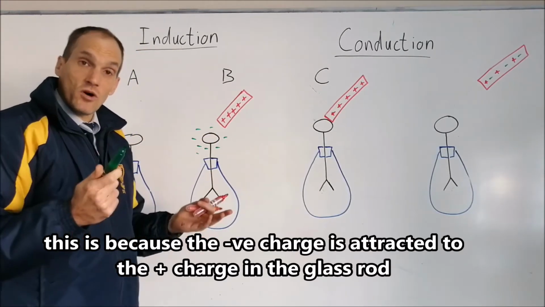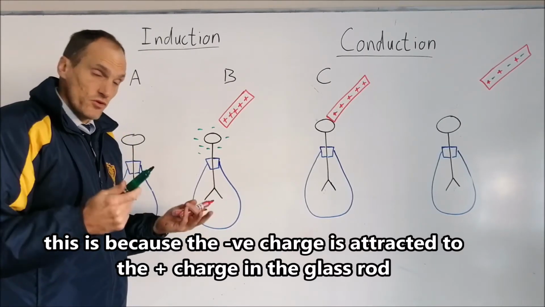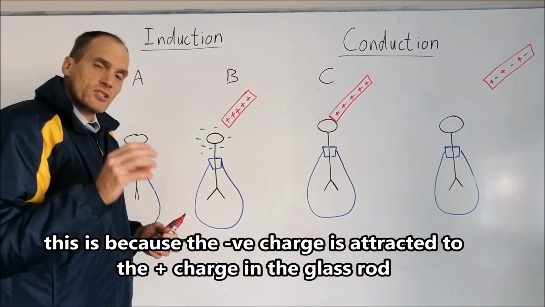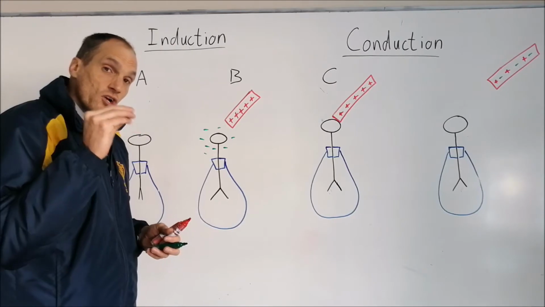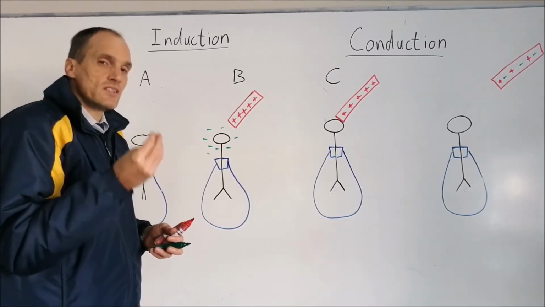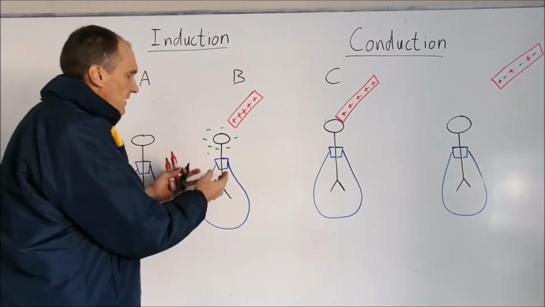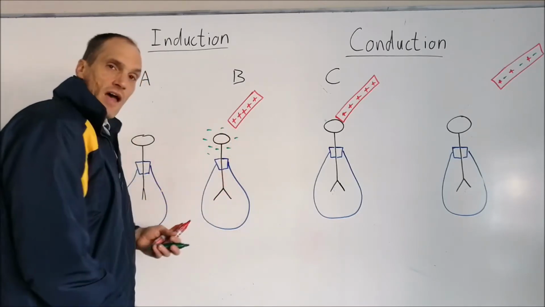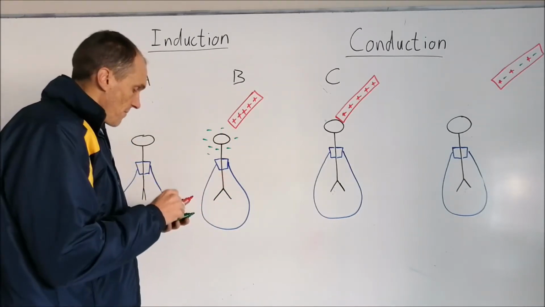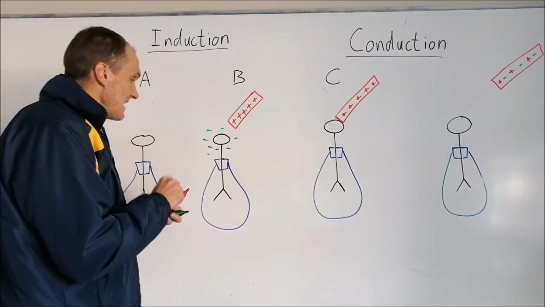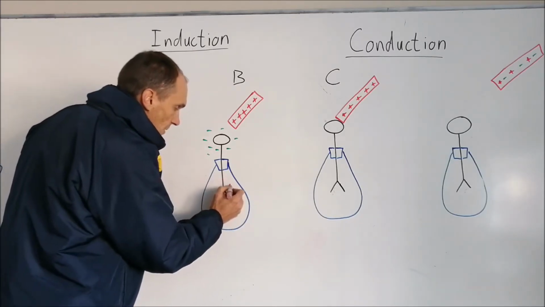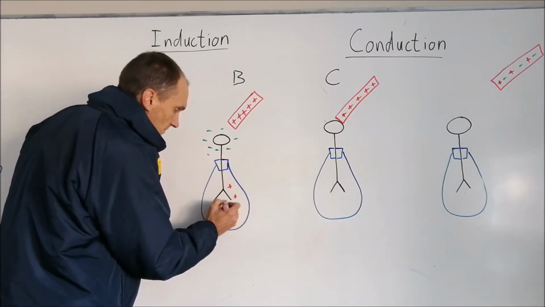Remember, the electrons are what are mobile, they are what moves. The positive charge can't move. The protons in the nucleus of the atoms cannot move, but because the electrons move up towards the top of the electroscope, it leaves a relative positive charge at the bottom.